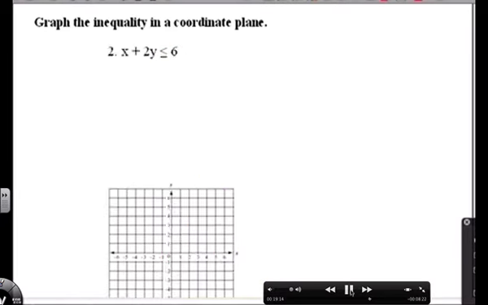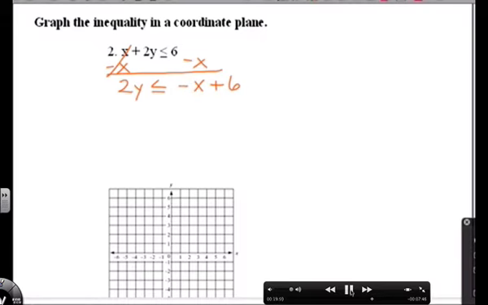Okay, now you might run into a situation where it's not in slope-intercept form. So in this case, we have to flip this around until it's in slope-intercept form. So I'm going to take an x away from both sides. That leaves me with 2y is less than or equal to negative x plus 6. Now I'm going to divide everything by 2.